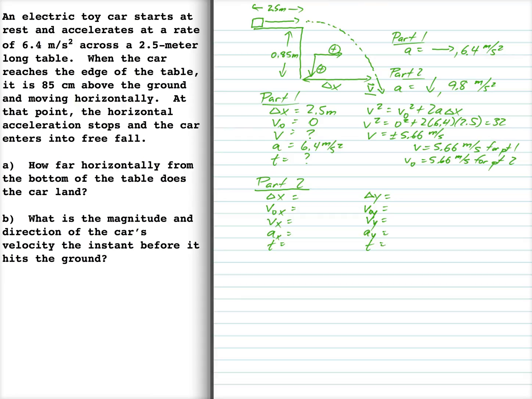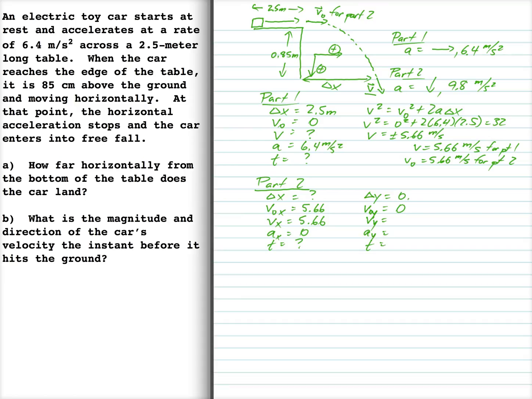So for delta x, I don't know that. I'm trying to solve for that. The initial x velocity is 5.66 meters per second. The initial y velocity is 0, right? Because it's initially moving horizontally. That's our initial velocity for part 2. It's 5.66 meters per second in the horizontal direction, plus x direction. Final x velocity will also be 5.66 because the x acceleration is 0. I don't know the x displacement, and I don't know the time of flight.